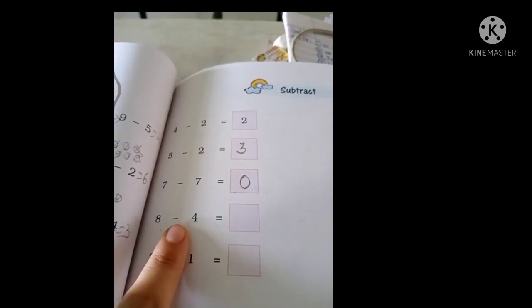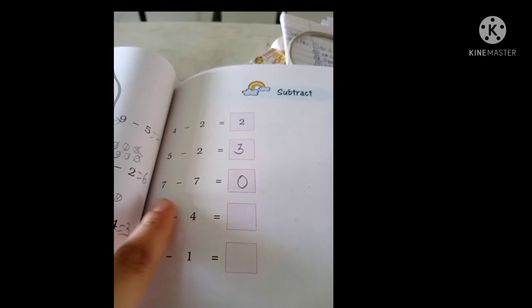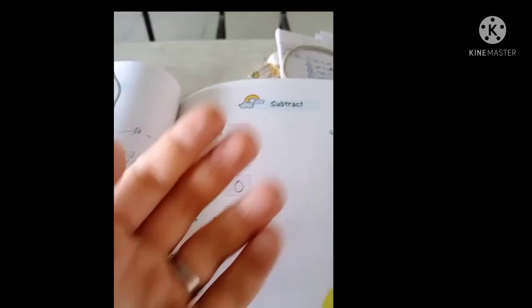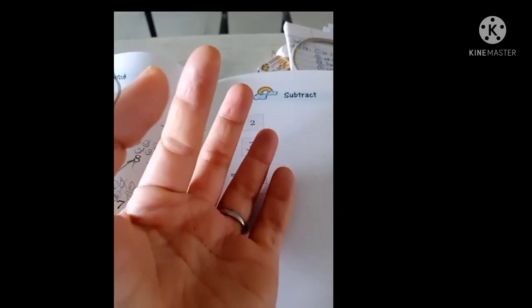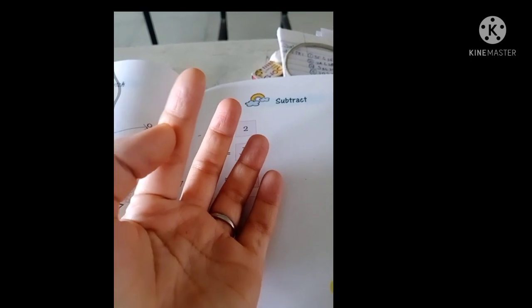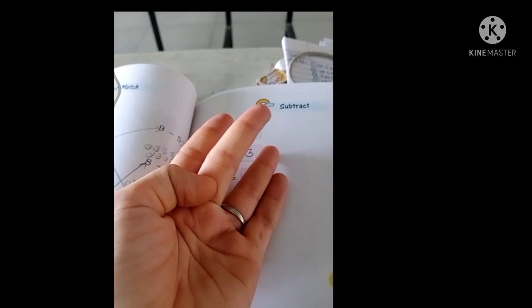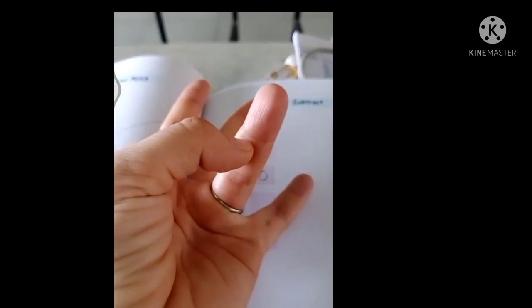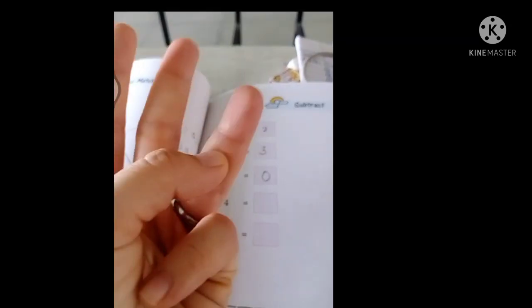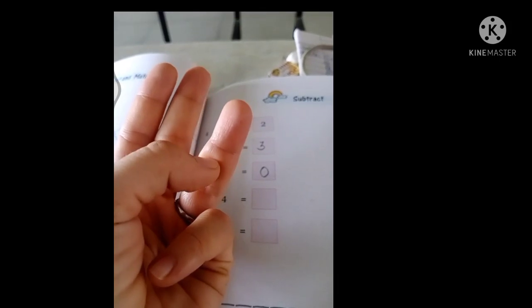The next is 8 minus 4. Which number is first one? 8. So here I am counting number 8. So see 1, 2, 3, 4, 5, 6, 7 and 8. So here 8. Now 8 count हमने यहाँ पे mark लगा दिया.